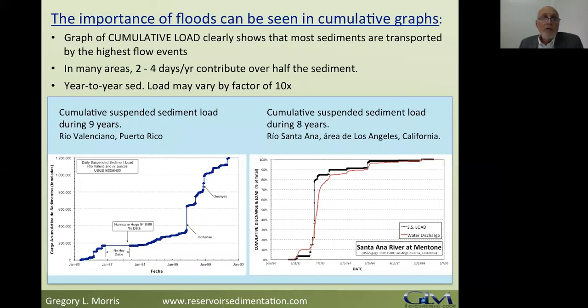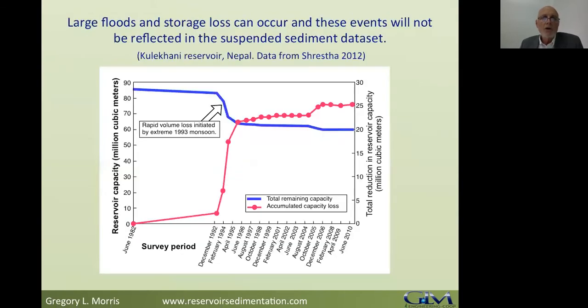I don't have the graph here, but one of the reservoirs in Puerto Rico, Caonillas, lost as much capacity in one day due to the passage of Hurricane Georges back in 1998, as much storage loss in one day as occurred in the first 50 years of reservoir lifetime.